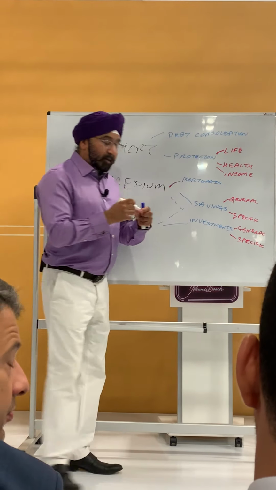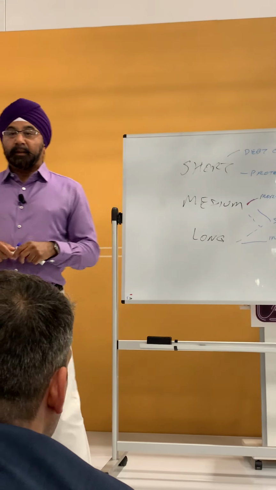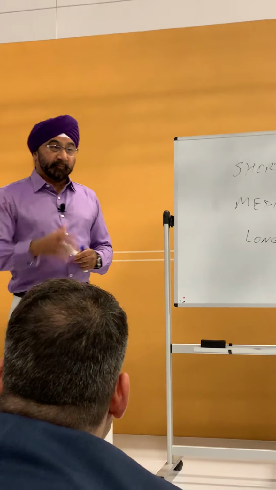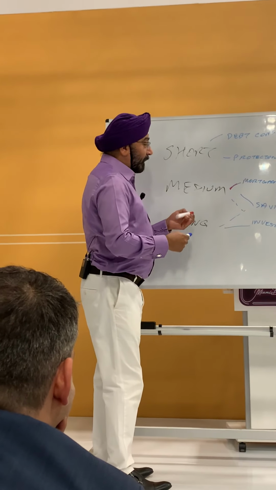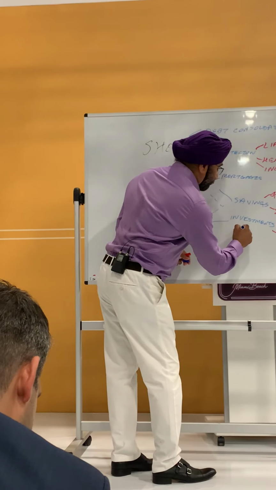I've got $10,000, I need to turn it into $20,000. What's the best way, how long is that going to take me? Something specific. Long-term planning is about pensions.